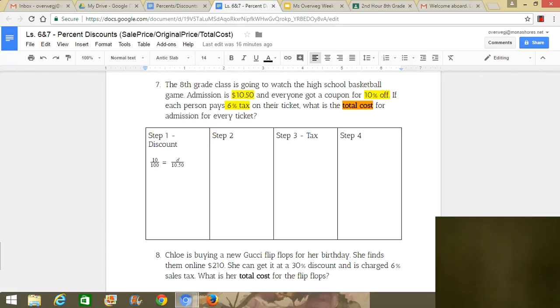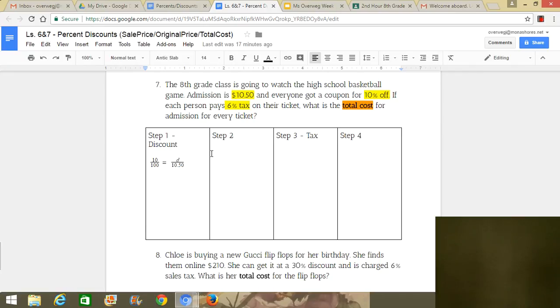Let's read number 7. It says the 8th grade class is going to watch the high school basketball game. Admission is $10.50, and everyone got a coupon for 10% off. If each person pays 6% tax on their ticket, what is the total cost for admission for every ticket?